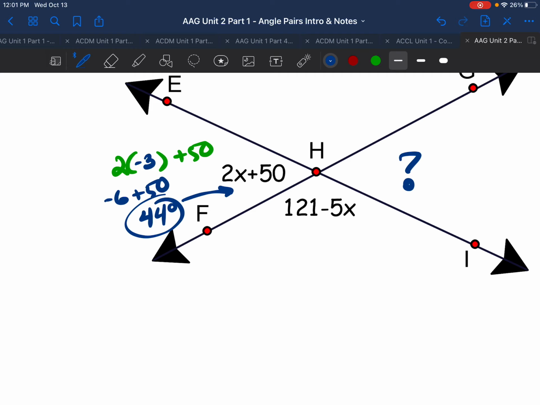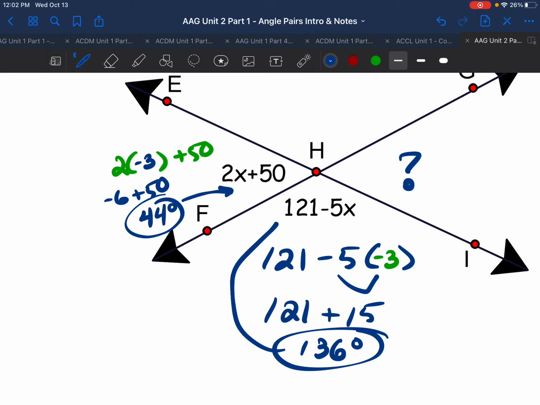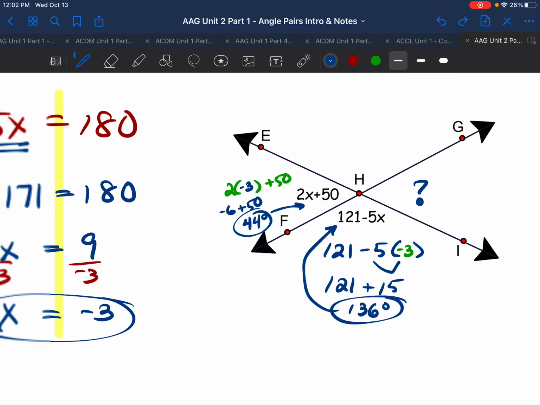All right, last part here. So I'm going to have 121 minus 5 times x. But we just found x to be negative 3. So I'm going to have 121, be careful, negative times a negative is plus 15. So I get 136 degrees. Okay. Now guess what? We're happy because 44 plus 136 is, you guessed it, 180 degrees.